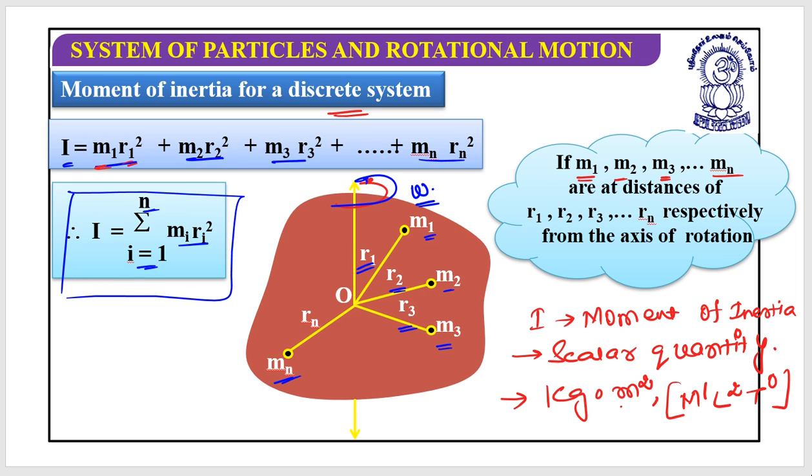Great. While doing m into r square, please keep in mind this r is not the radius. Generally you make the mistake that r is the radius. No, r is not the radius at all. R is the perpendicular distance from the axis of rotation. Please keep this in mind.